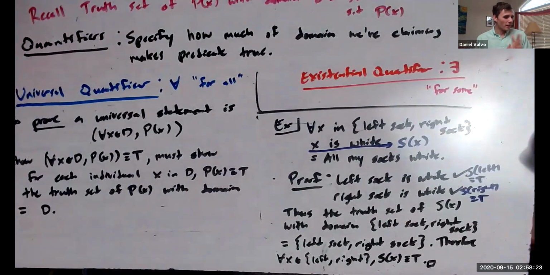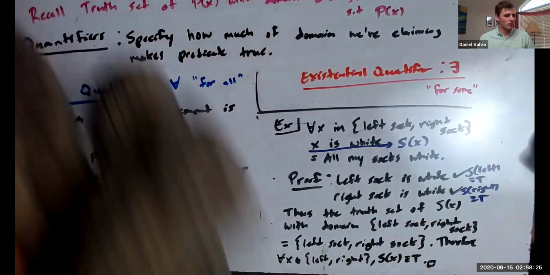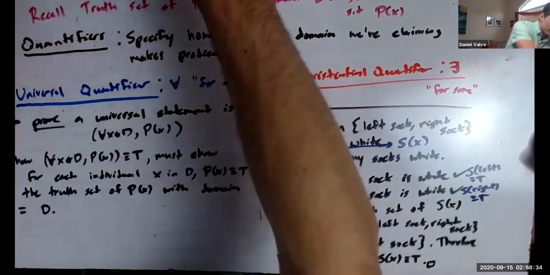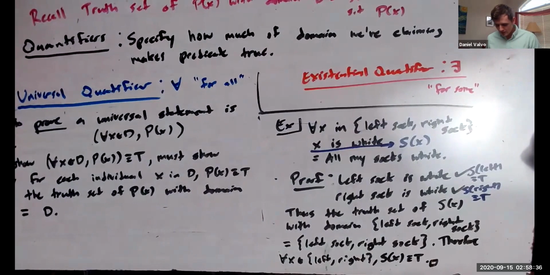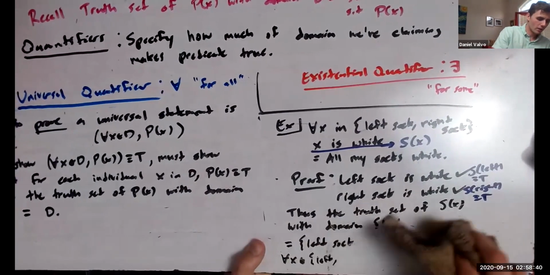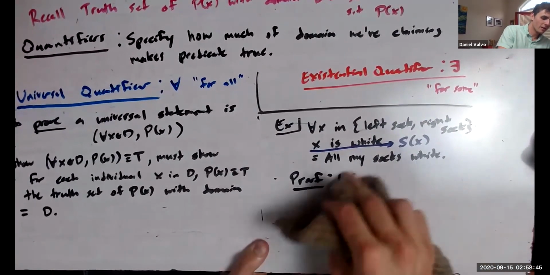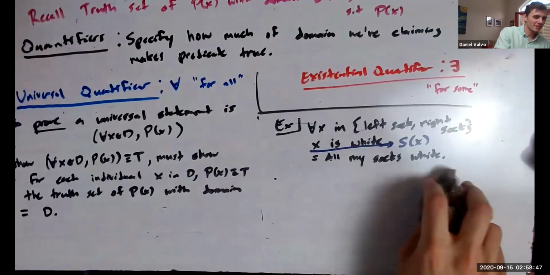So this is an example of a universal quantifier. Clock in this room? How are we doing on time? Oh, we're doing fine. So let's do another example. Any requests?